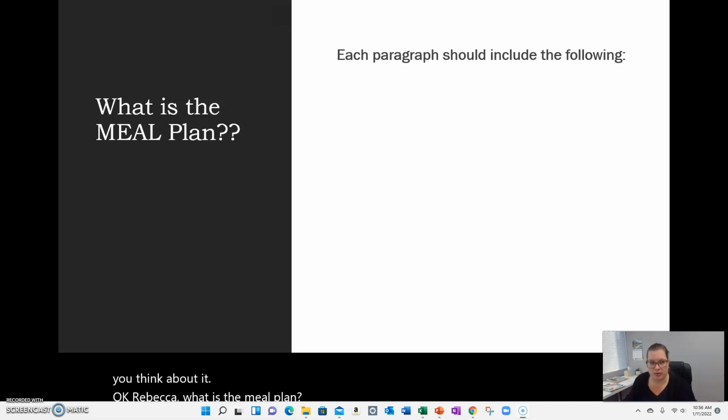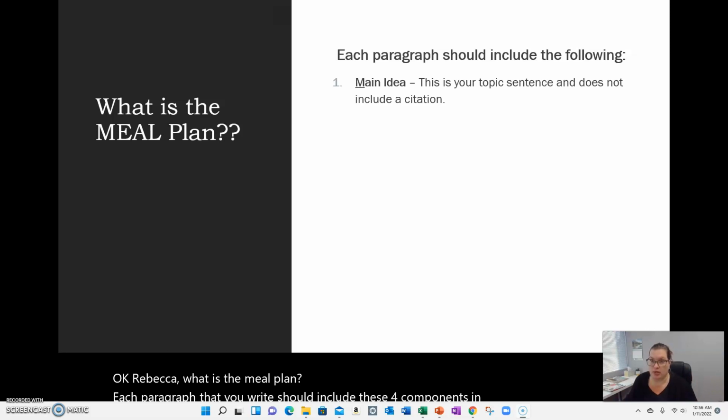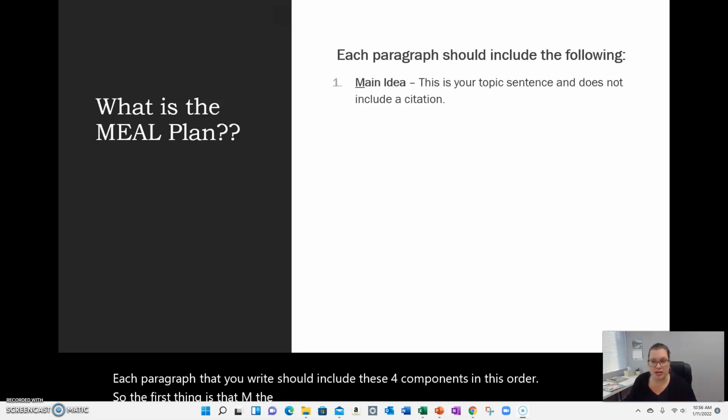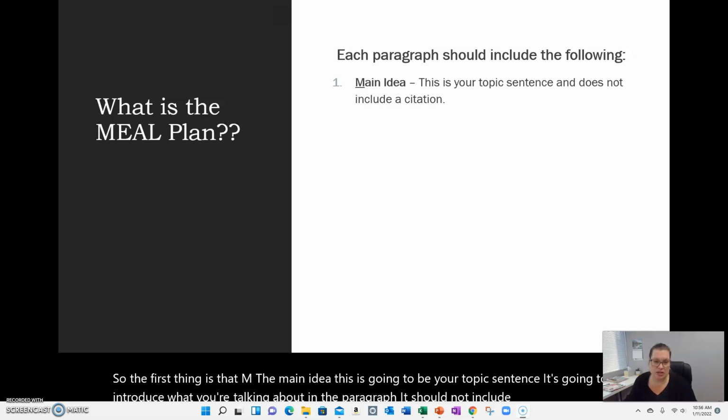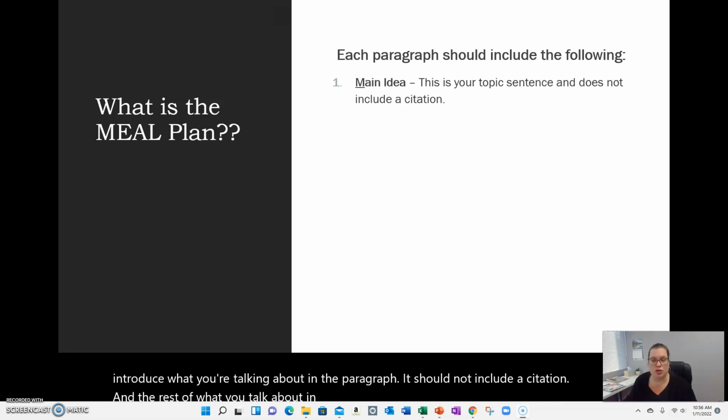Each paragraph that you write should include these 4 components in this order. So the first thing is the M, the main idea. This is going to be your topic sentence. It's going to introduce what you're talking about in the paragraph. It should not include a citation. And the rest of what you talk about in your paragraph should tie to this topic sentence.